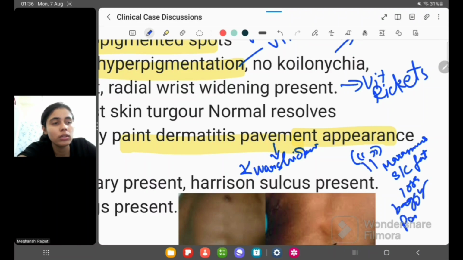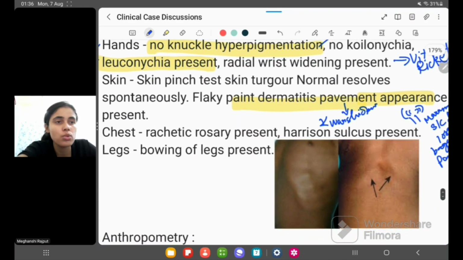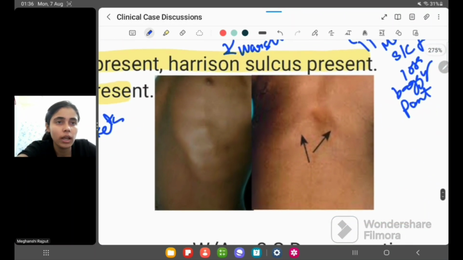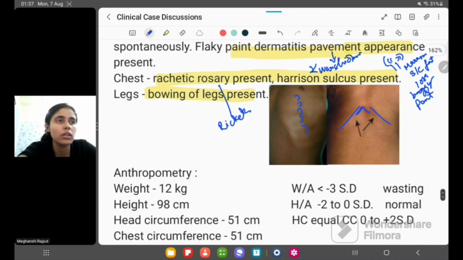Then the chest: a rachitic rosary is present and Harrison sulcus. These findings, and the bowing of legs, all point me towards rickets. This is basically the rachitic rosary, the prominence you see here, and the sulcus, this indentation, is basically the Harrison sulcus. So these are the findings for rickets.